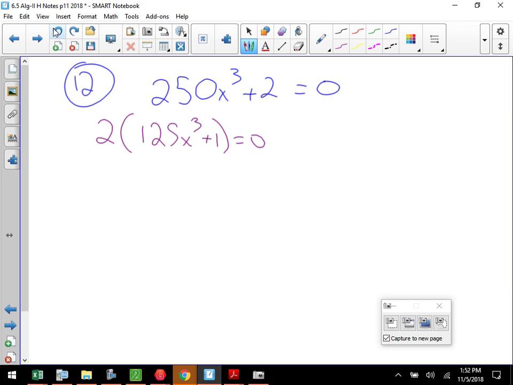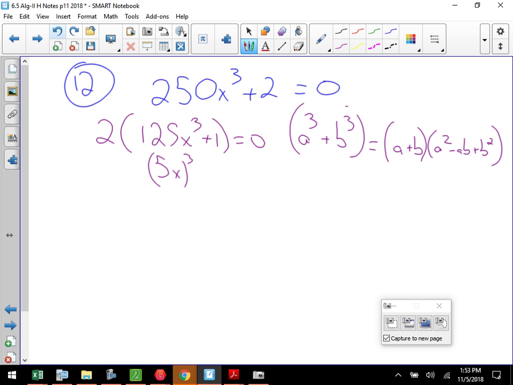Now, I have to start to think about the pattern. The pattern for these things, something cubed, something cubed. Sum of cubes was a plus b, a squared minus ab plus b squared. Same, change, positive. Same, change, positive. What is the cube root of 125x cubed? 5x, yeah. So this is the same thing as saying 5x quantity cubed plus 1 cubed.